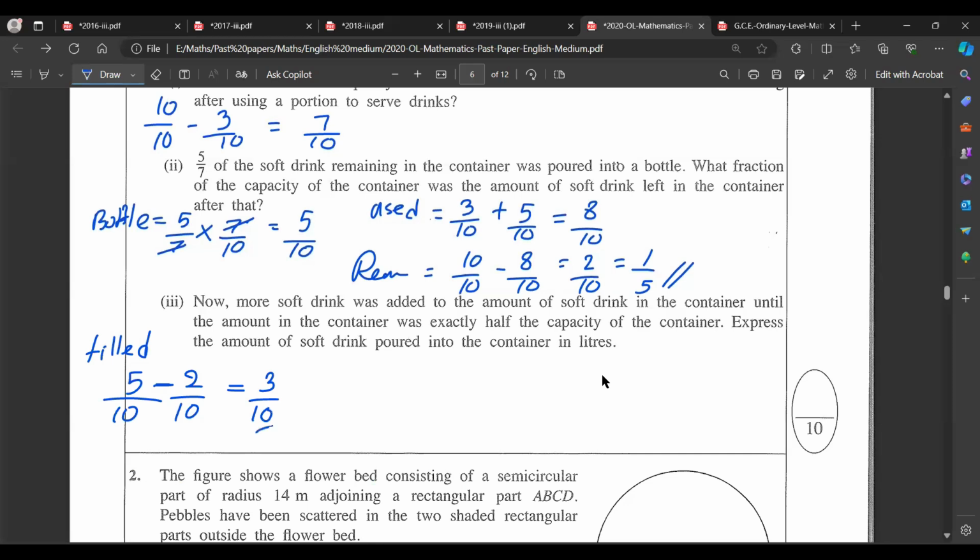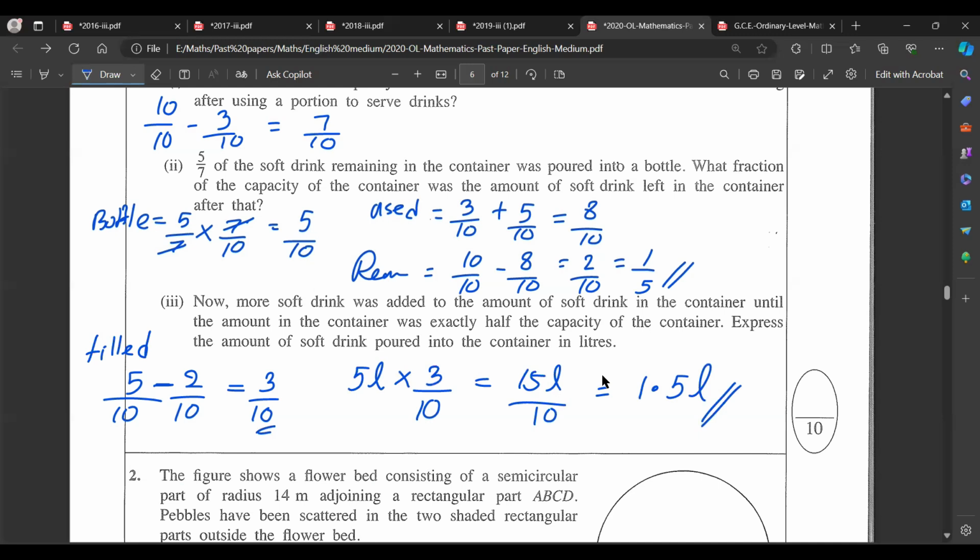Now this 3 out of 10, what is it by the liters? So by 5 liters, what is the 3 out of 10? They ask you. 5 into 3, 15. Divide by 10. It is what? 1.5 liters.